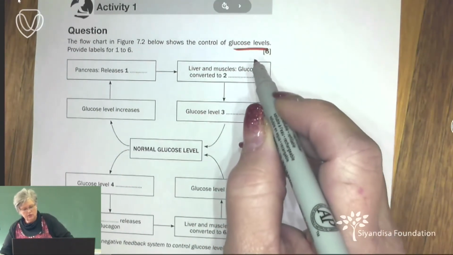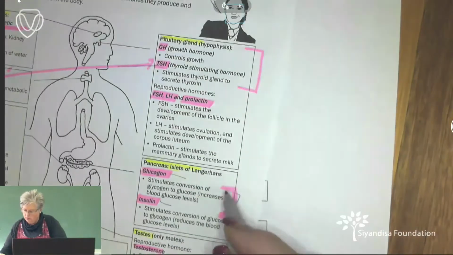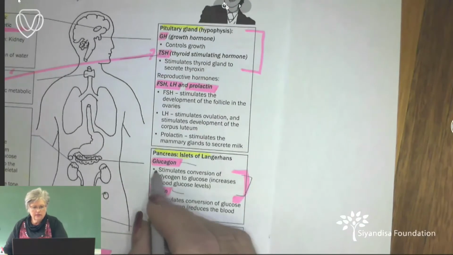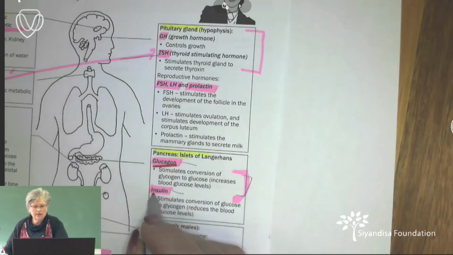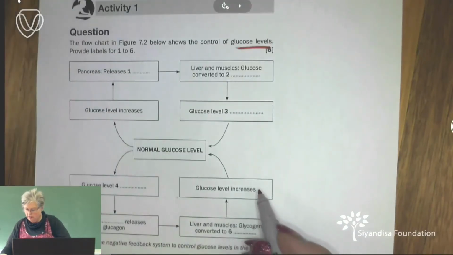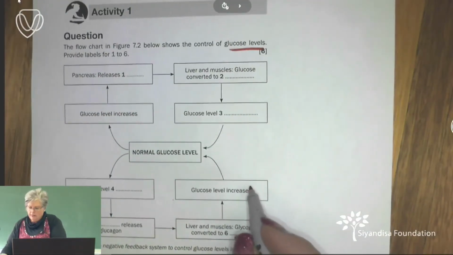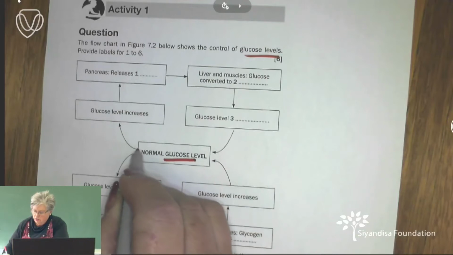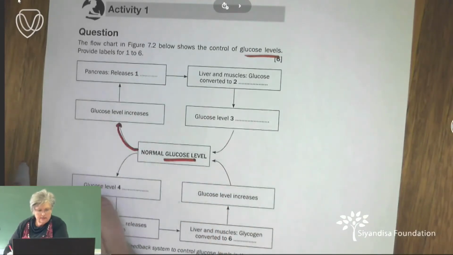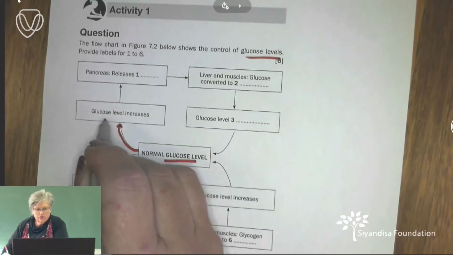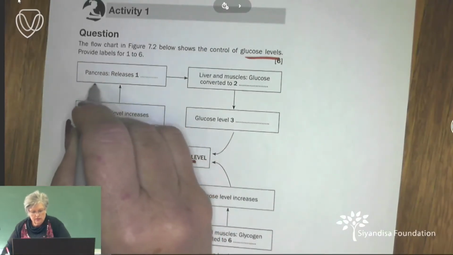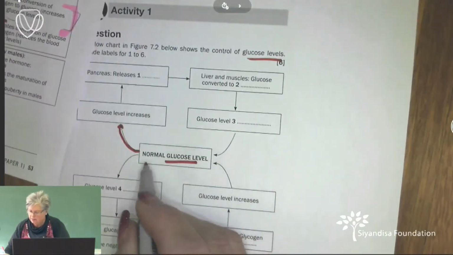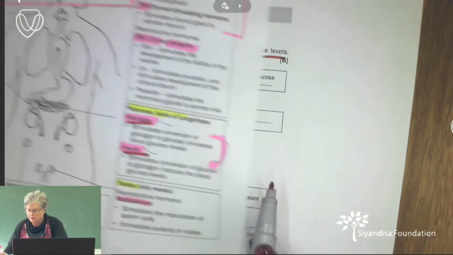So let's just go back. What hormones play a role in the glucose level? It is the two: glucagon and insulin. So this is the normal level. Let's say the glucose level increases. What is my target organ? My target organ is the pancreas. What must the pancreas do? Look, the glucose level increased.